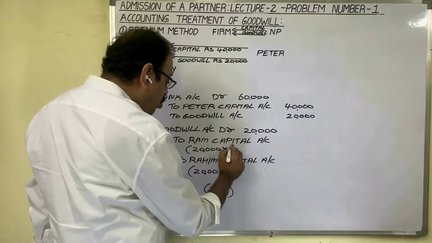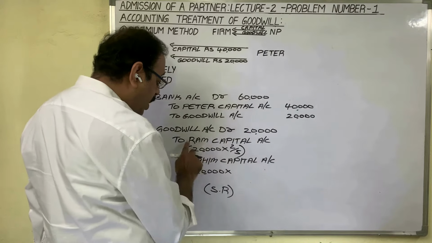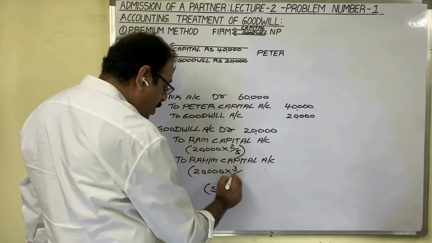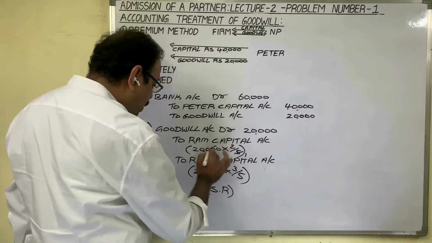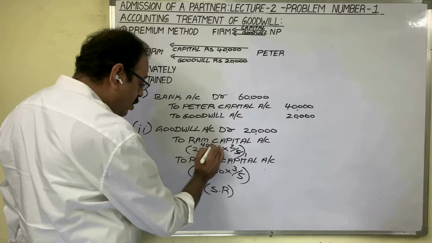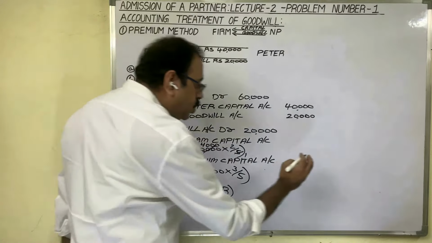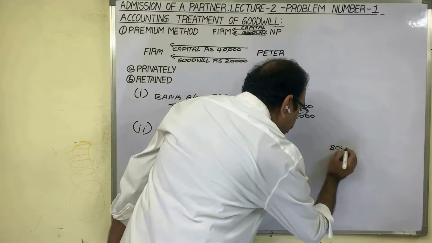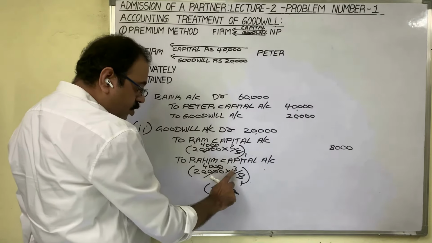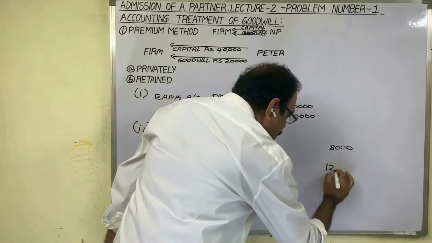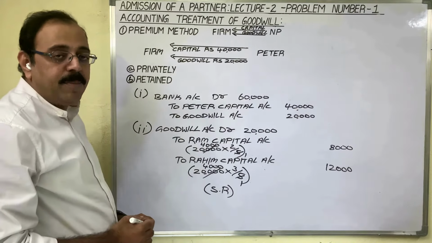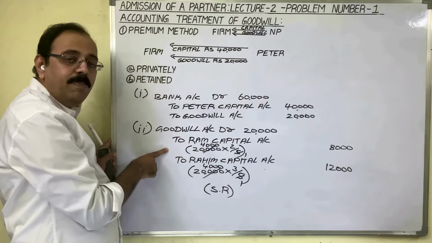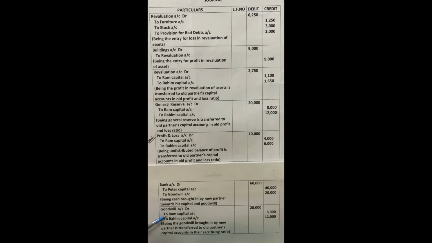Therefore, 2 by 5 for Ram's capital, 3 by 5 for Rahim's capital. One numerator, one denominator, you have to cancel. 4,000 into 2, 8,000. 4,000 into 3, 12,000. So in premium method B, related to goodwill and capital, these two entries we have to pass. Goodwill account debit, to Ram capital account, to Rahim capital account.